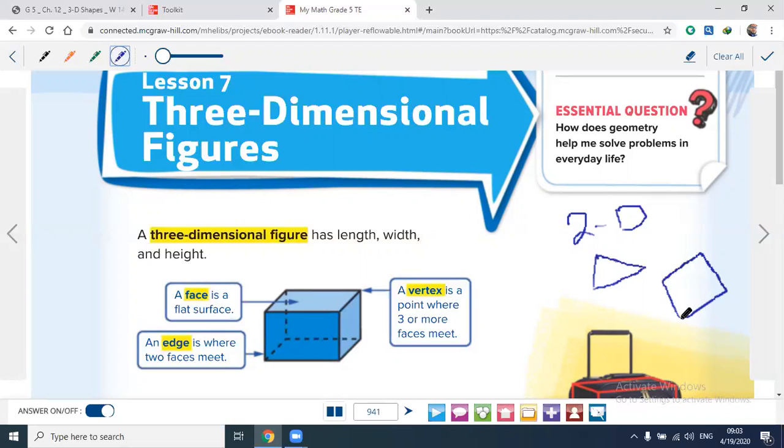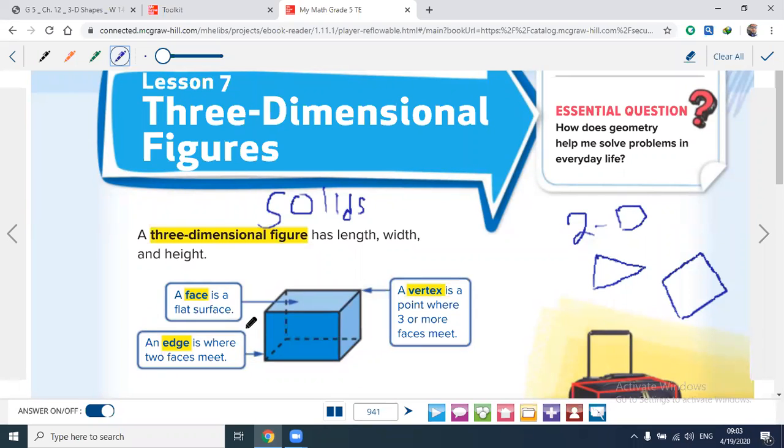Okay, and 3D shapes or 3D figures have three dimensions: length, width, and height. As you see here, this is called a 3D shape or 3D figure. And there is another name also. I can name it solids. I think you studied it in science. The 3D figures are called solids.